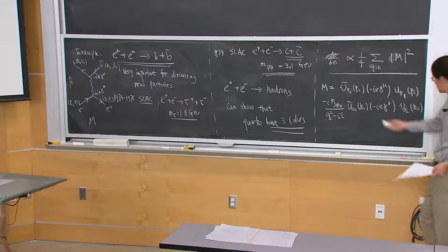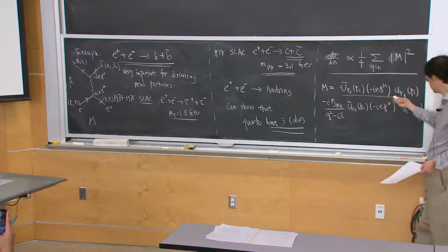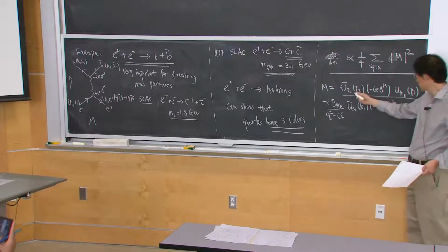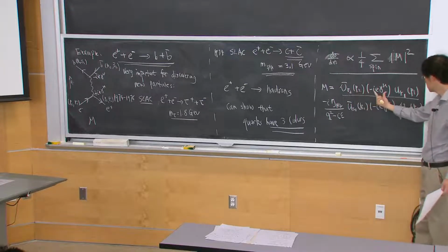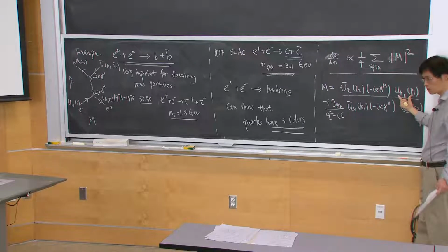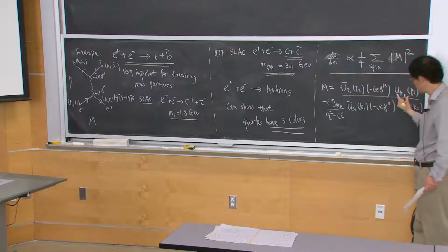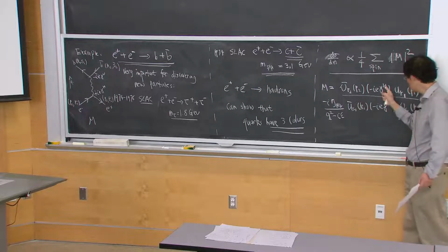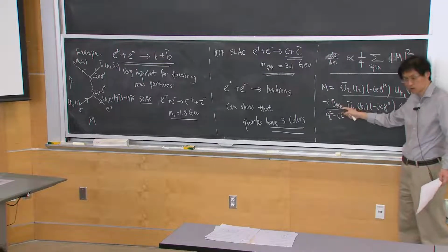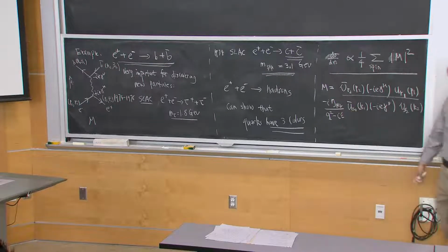So this is a number. Okay, so this is a number because this is a row vector, this is a matrix, and this is a column vector. So this will be a number, and similarly, this will be a number. And then the mu nu in this is contracted with the propagator of the photon.